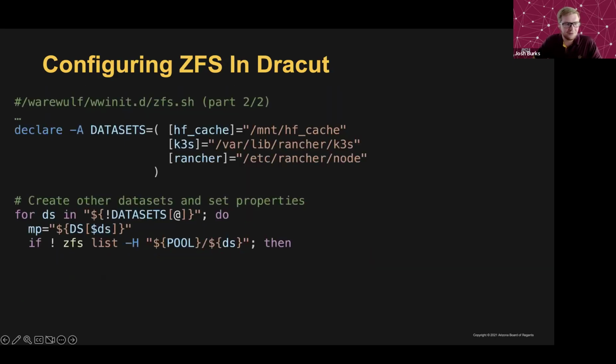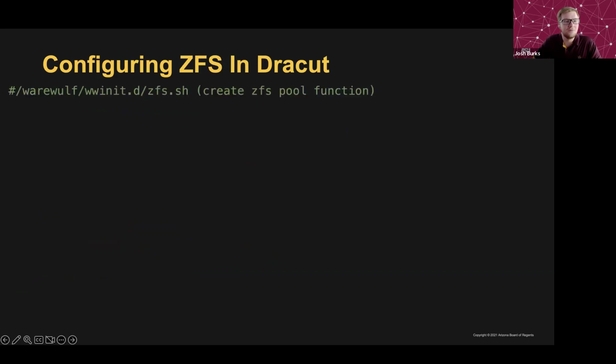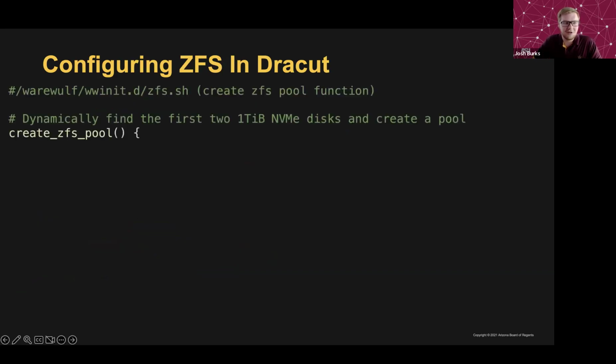So that create ZFS function could be kind of anything you want it to be. And I really like doing things dynamically, where I don't know exactly what's in the node, but I have some expectations about what's in the node. I know that these nodes should have two 1 terabyte NVMe disks that I want to create a striped pool on, but I don't know what they're called.